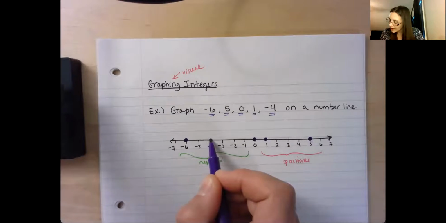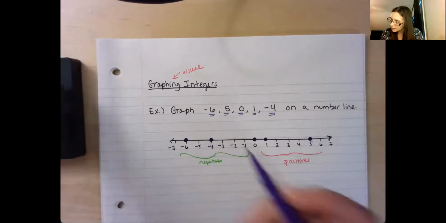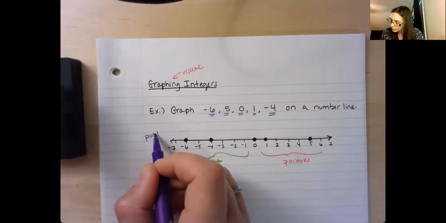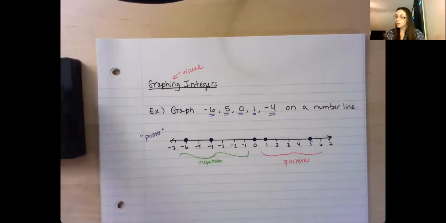So to graph something or to plot points, so these are really all points. We're just putting that closed circle, that closed dot on our number line. So that's really all we have to do for graphing.